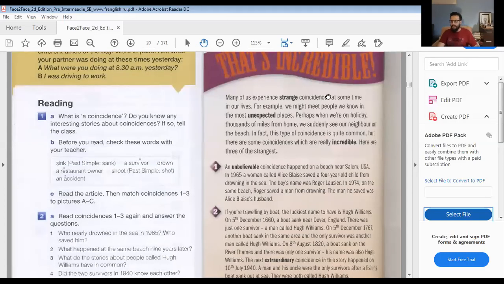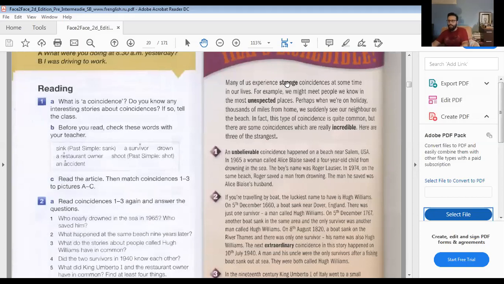Many of us experience strange coincidences at some time in our lives. For example, we might meet people we know in the most unexpected places. Perhaps when we're on holiday thousands of miles from home, we suddenly see our neighbor on the beach. In fact, this type of coincidence is quite common, but there are coincidences which are really incredible. Here are 3 of the strangest.